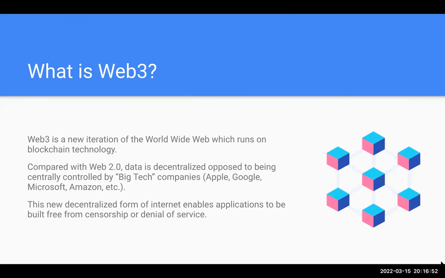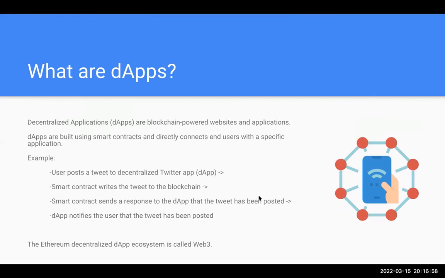The next thing we're going to go over is Web3. I'm sorry, we're going to go back for a second. So the decentralized dApp ecosystem is known as Web3. Web3, in a nutshell, is the decentralized internet. It's like the next iteration of the web.